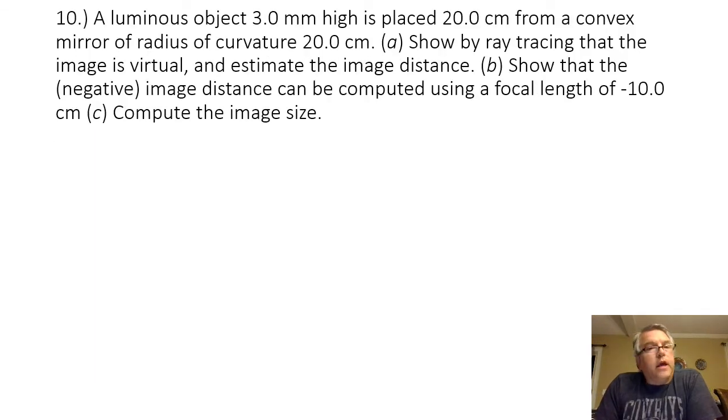Problem 10. A luminous object 3.0 millimeters high is placed 20.0 centimeters from a convex mirror of radius of curvature of 20.0 centimeters. A, show by ray tracing that the image is virtual and estimate the image distance. B, show that the negative image distance can be computed using a focal length of negative 10.0 centimeters. And C, compute the image size. So let's take a look at the ray diagram first. And I have the ray diagram shown here.